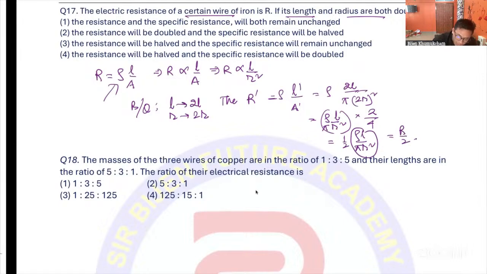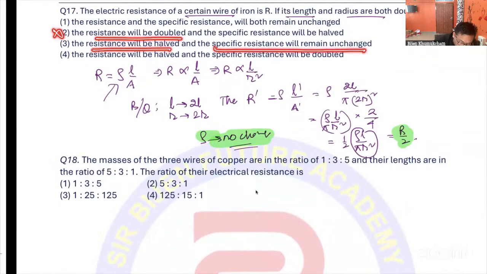Resistance becomes half. Resistance has become half, but resistivity rho will not change. No change. So what will be the correct option? Resistance will be double, which is not correct. Resistance will be half, and the specific resistance will remain unchanged.